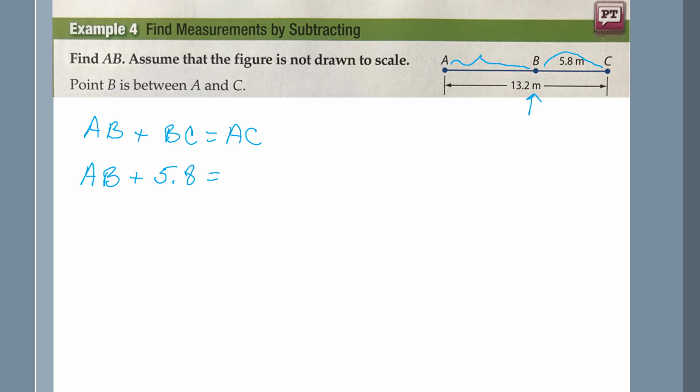The length of AC is 13.2. Now, by the rules of algebra, I subtract 5.8 from each side. At this time, it would be a good time to take out your handy-dandy calculator and subtract 13.2 minus 5.8, and you would get 7.4. So AB is equal to 7.4.